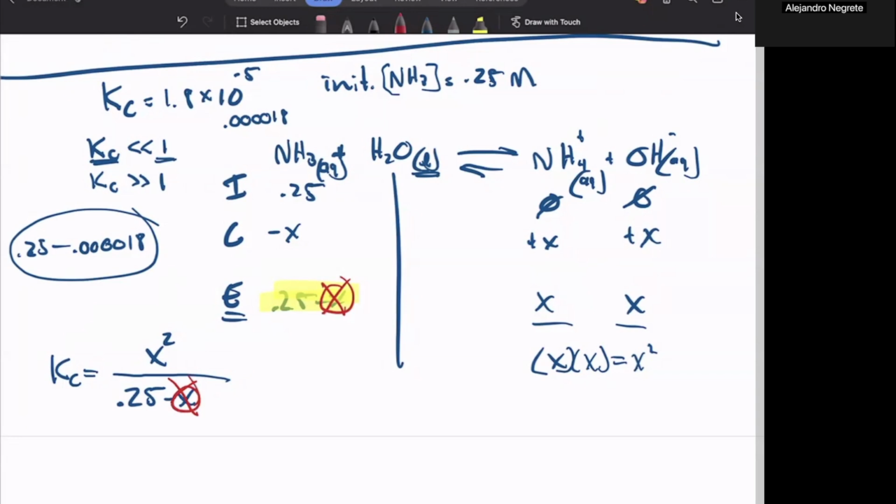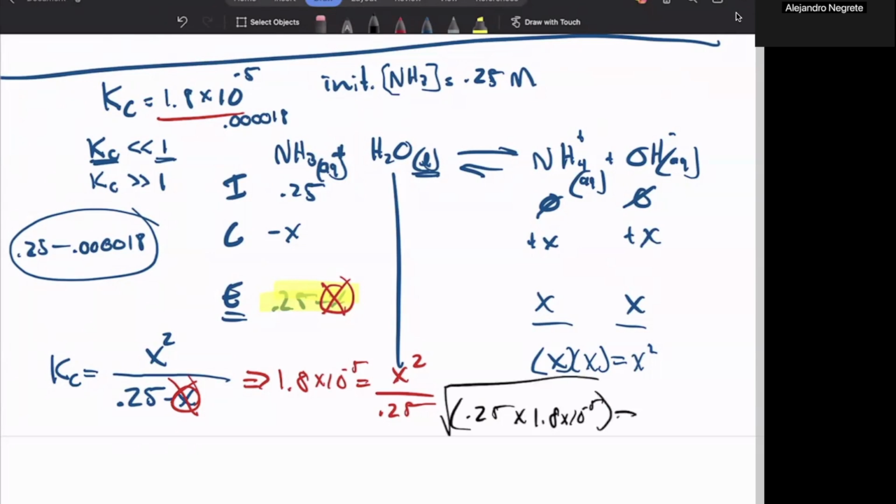So if we know what K sub C is, we're going to figure this out here. K sub C, 1.8 times 10 to the minus 5, is equal to x squared over 0.25. When we solve for x, I'm not going to rearrange this formula here. You guys can figure out what x is. Actually, well, here, let's do this. We're going to say 0.25 times 1.8 times 10 to the minus 5.